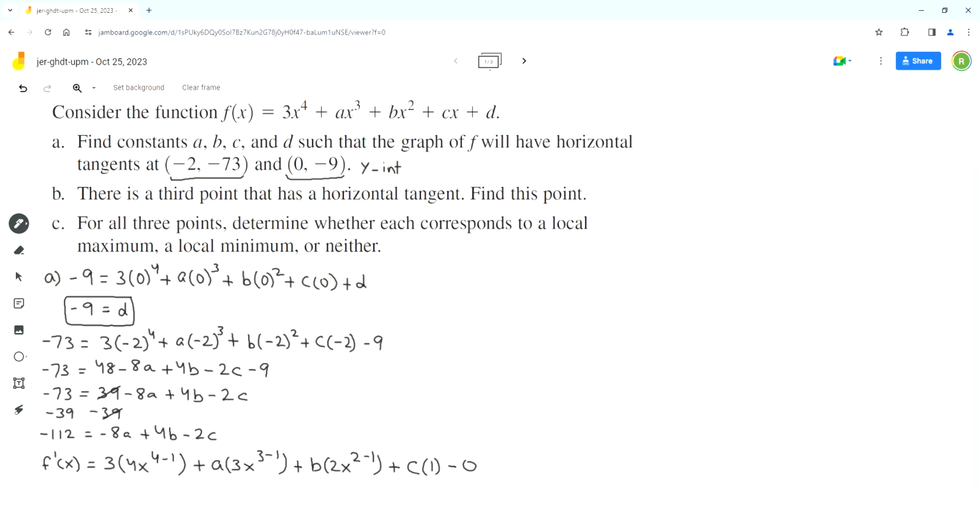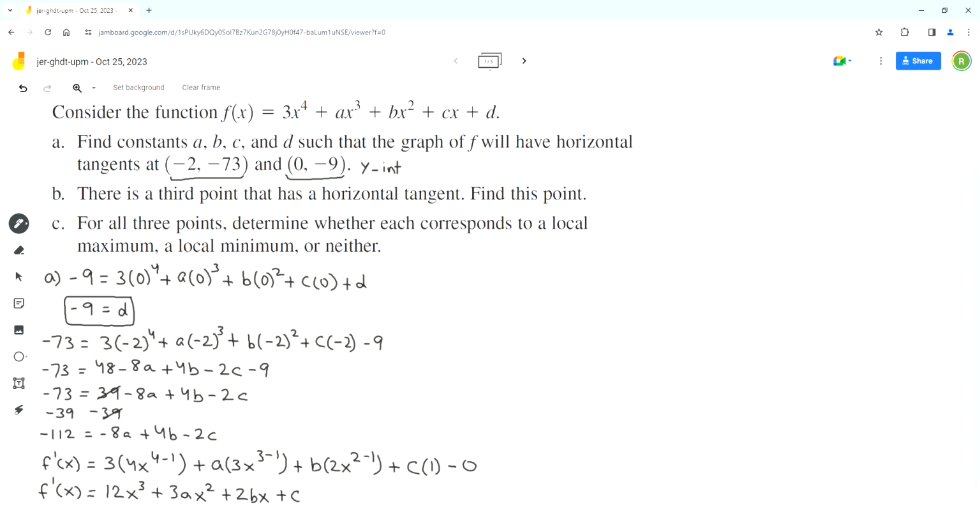Now we can simplify this equation. So f prime of x equals, 3 times 4 is 12, and then x^3, and then plus 3ax^2 plus 2bx plus c.